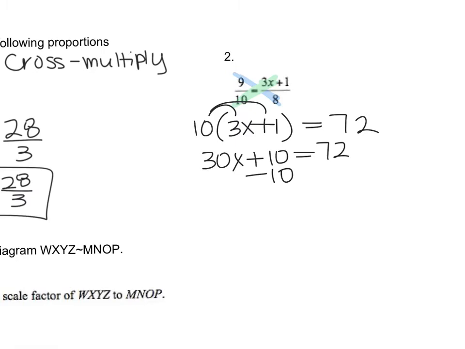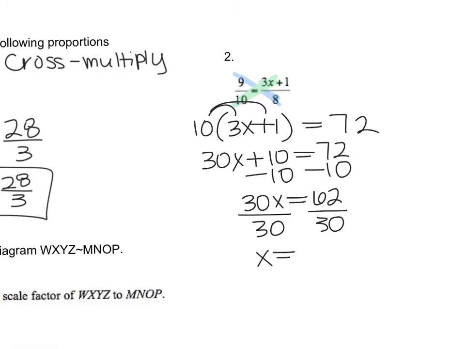We're going to subtract 10 from both sides, and we're going to get that 30x equals 62. We're going to divide both sides by 30. And when I do 62 divided by 30, I'm not going to get a nice number, but I do want to write the simplified fraction, which is going to be 31 over 15.